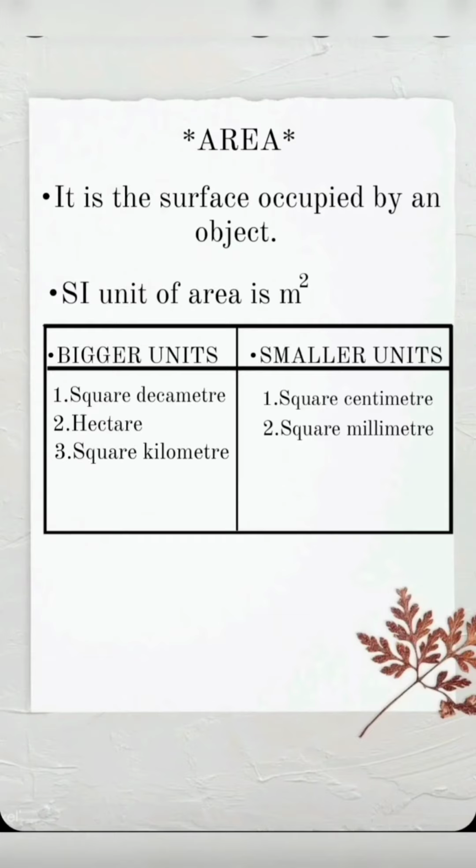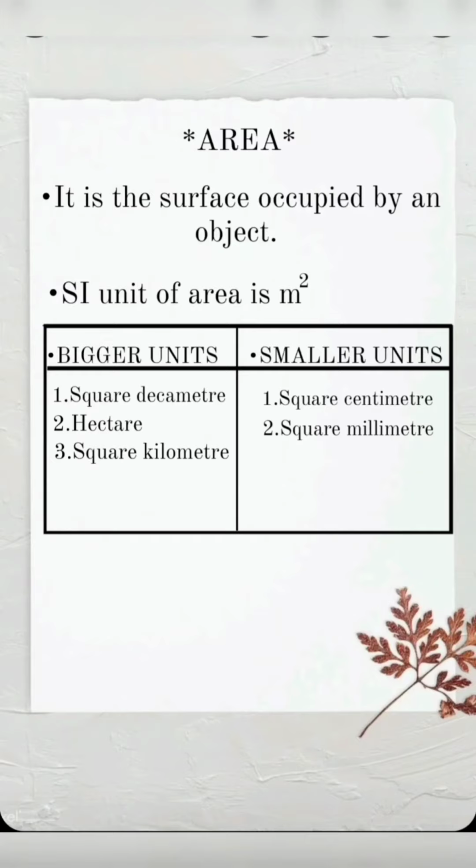Next, we are going to learn the topic, that is area. So the surface occupied by some object is called area. Not only object but also area of villages, towns, playgrounds, etc. can be found out. So the SI unit of area is meter square. Now we can see the units used for measurement of area.